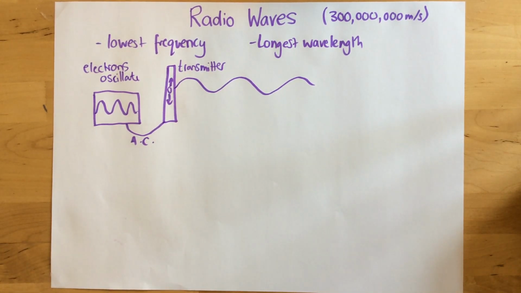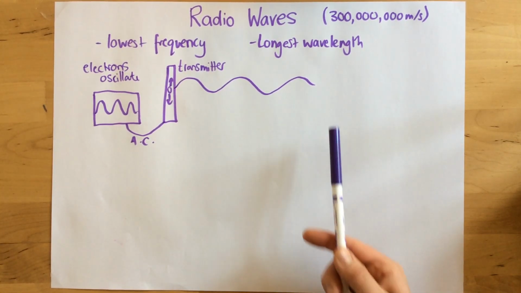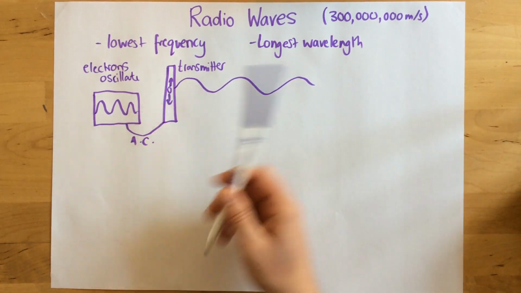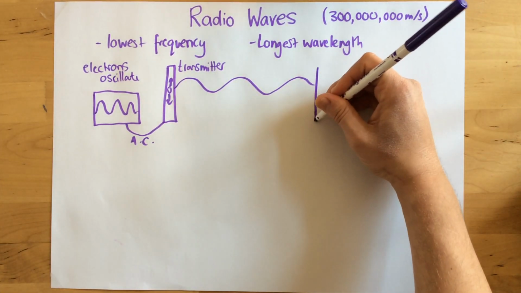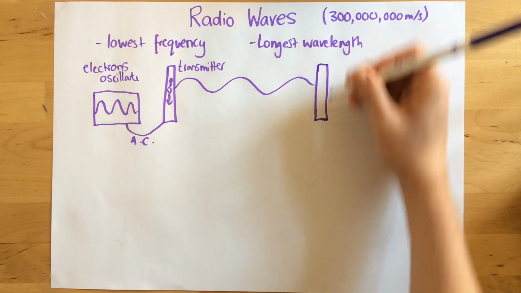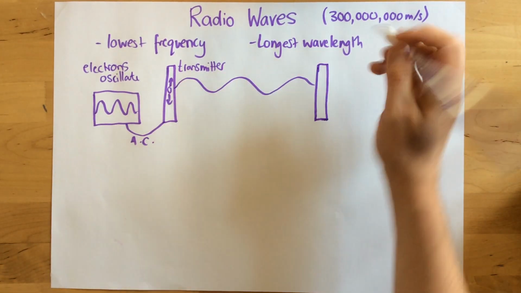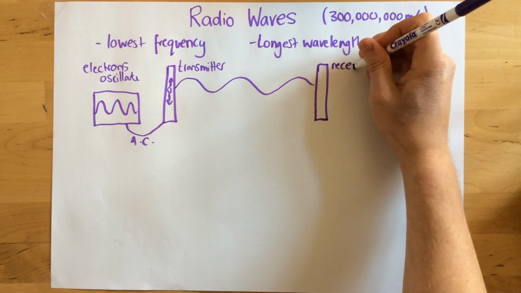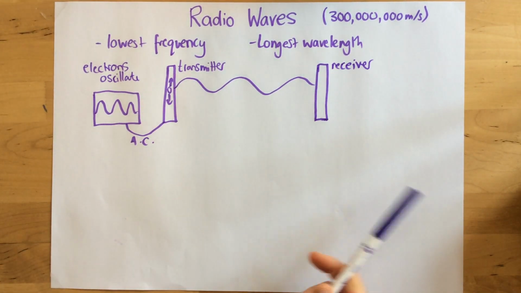Now, let's imagine at the other end, we obviously need someone to receive the signal in order to listen to the radio show, which is being broadcast. So at the other end, we have a similar kind of setup, but instead of a transmitter, we have a receiver. Essentially, it's the opposite idea.